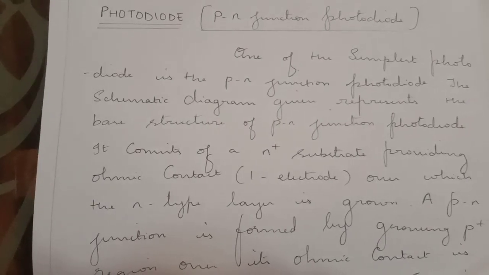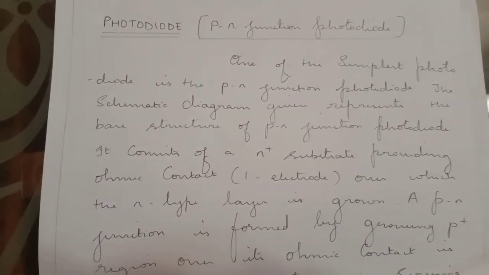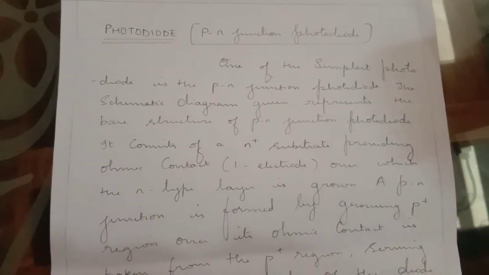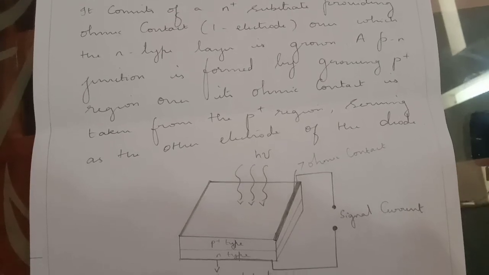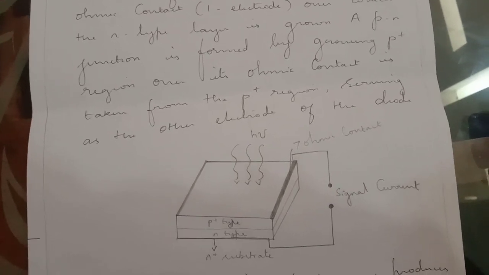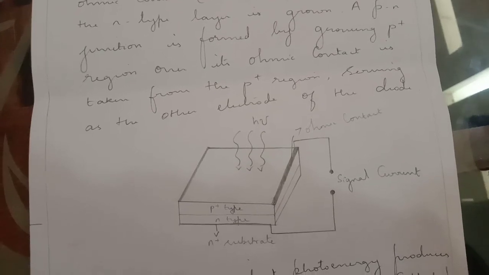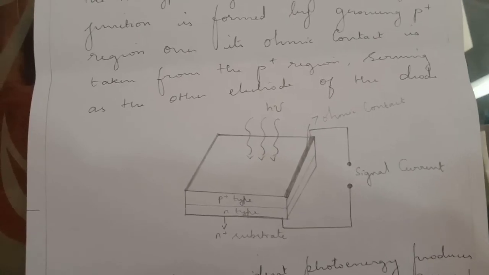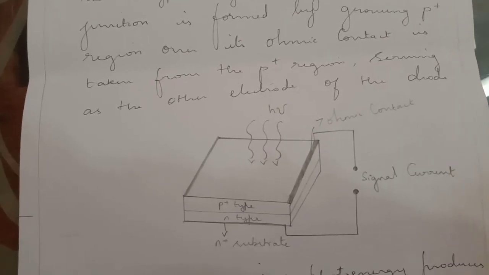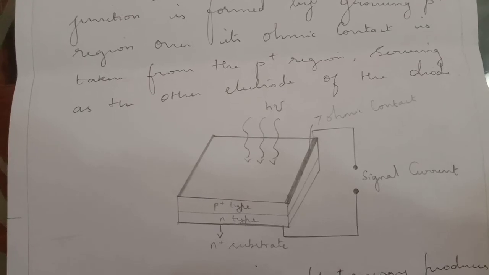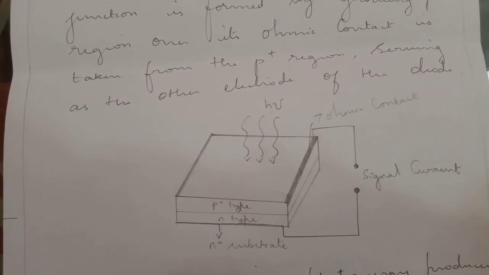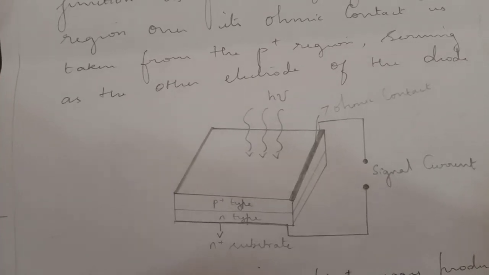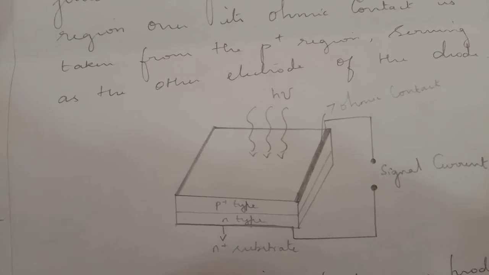Now we are going to discuss photodiodes. Here we are going to discuss the PN junction photodiode. This PN junction photodiode is one of the simplest photodiodes. The schematic diagram is shown here. It consists of an N plus substrate providing ohmic contact, over which the N-type layer is grown, and a PN junction is formed by growing a P plus region over it. Ohmic contact is taken from the P plus region. Here the photon of energy is absorbed and it is connected through a signal current.